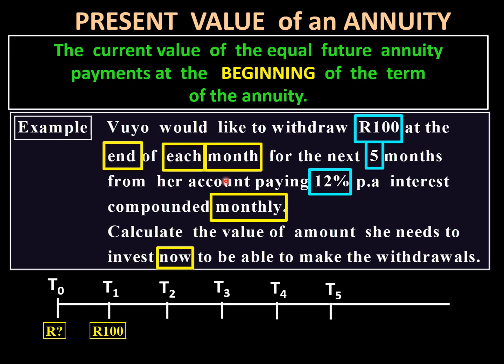But she's going to make regular withdrawals, 100, then another 100, and another 100, and another 100, and another 100 at the end of each month. So we're interested in finding what is the amount she must deposit, and this is the amount, the present, this is the present value that we want to determine. In the next slide, we're going to derive the formula.